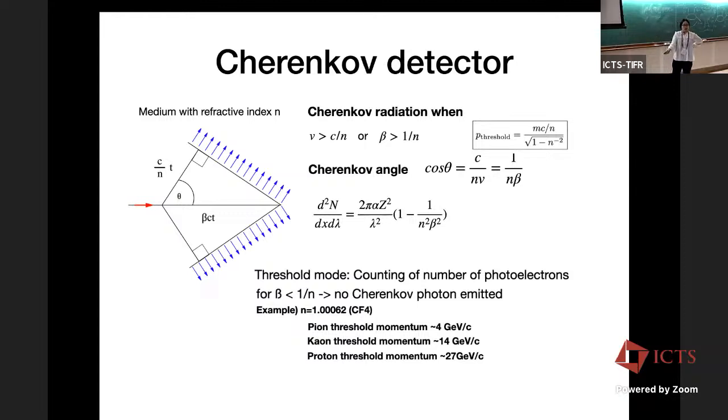So you can use this detector in two different modes, largely. One is threshold mode. Basically, looking at this threshold, different particles will have different thresholds, right? So in this case, you just count the number of photoelectrons produced. If the momentum of the particle is less than the threshold value, it's not going to produce any Cherenkov radiation, right? So depending on the particle type, you have a different threshold, right?